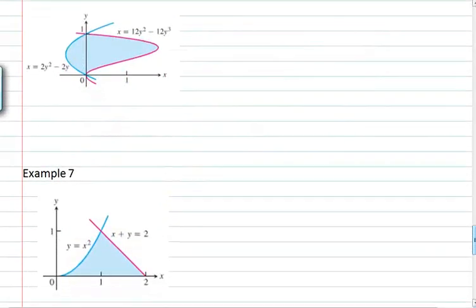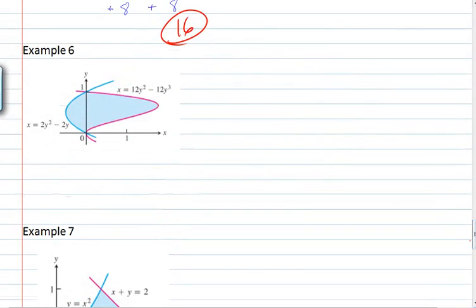All right, examples 6 and 7 will have to wait until Thursday because they're completely different. So we're going to save this in parts, part 1 and part 2.